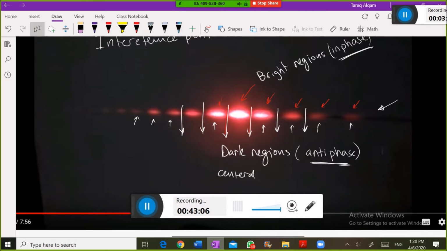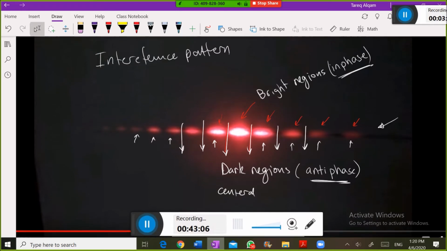Let's go back to this. Here I have bright regions, right? And dark regions, right? Bright regions and dark regions. As what we mentioned before, guys, in the bright regions, the waves meet in phase. I mean, at this point, all the waves meet in phase. At this point, all the waves meet in phase.